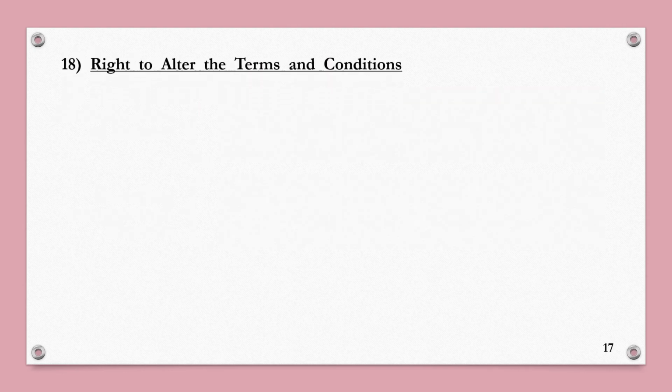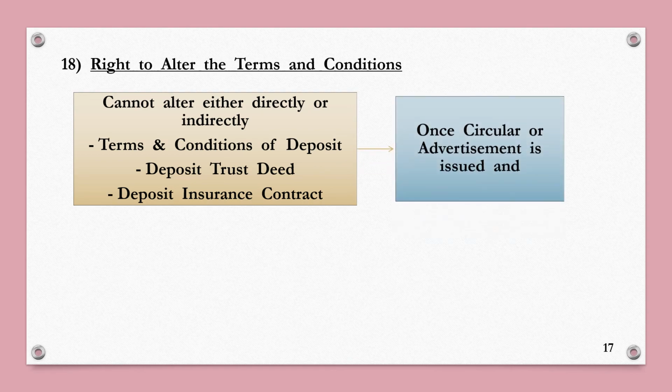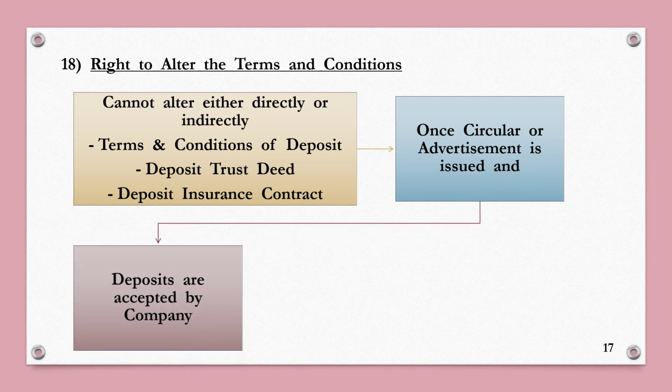The 18th condition is related to right to alter, that is bring about changes in the terms and conditions. The Companies Act further states that a company accepting deposits cannot alter, that is, it cannot bring about changes either directly or indirectly in the terms and conditions of deposit. No changes can be made even in deposit trust deed, and no such changes must be made in the deposit insurance contract. Lastly, these changes should strictly not be made once circular or advertisement is issued and the deposits have already been accepted by the company.